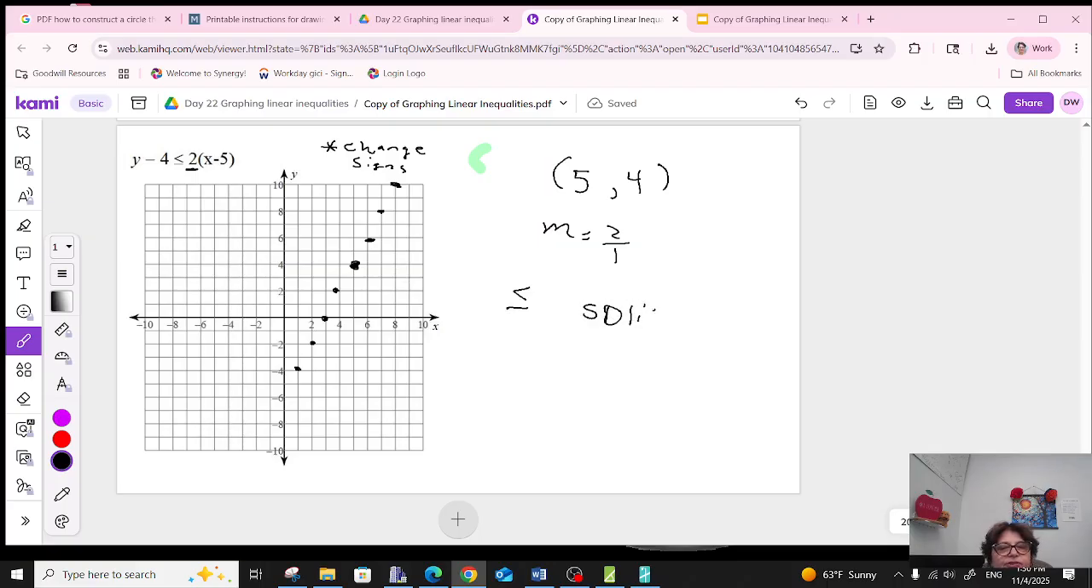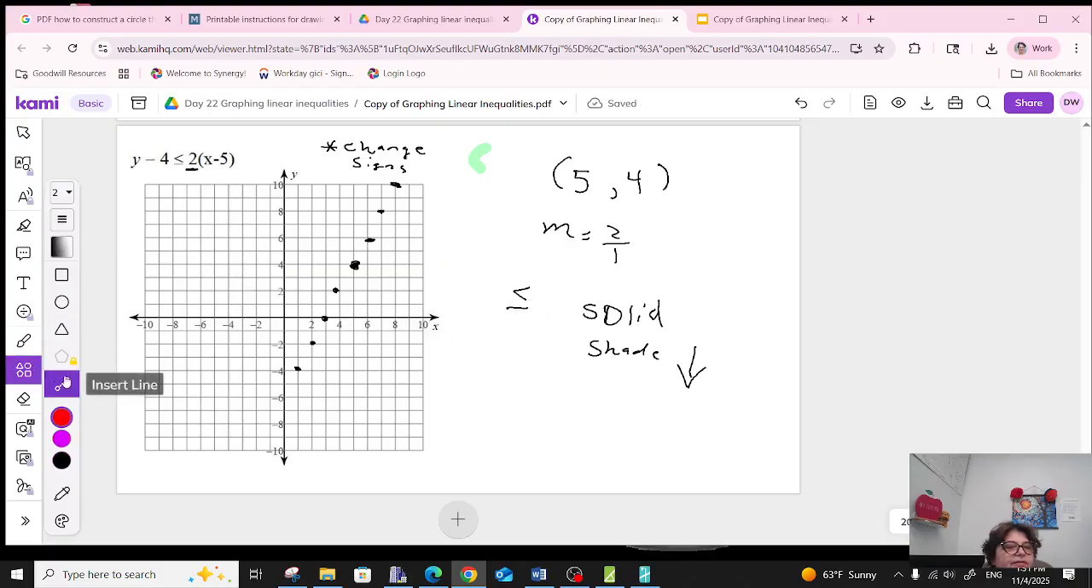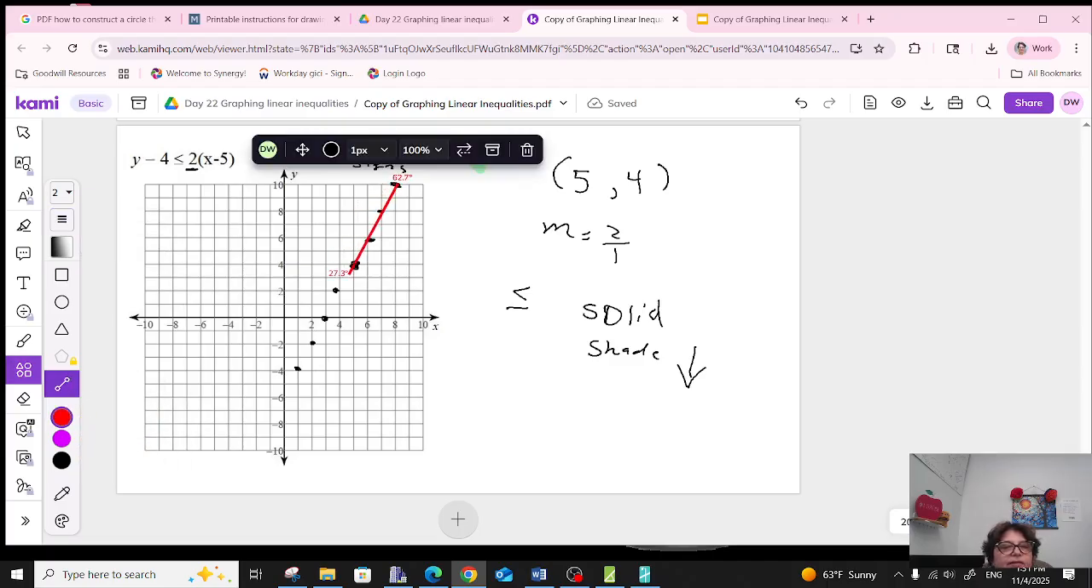Am I going to shade up or shade down? Shade down, because less than always shades down, and or equal to means that line's got to be solid. So I'm going to check. It's going to be solid. So I'm going to draw my line. And then I'm going to do my shading.